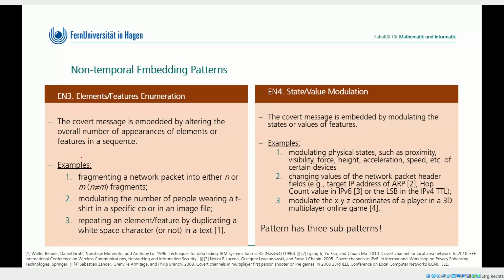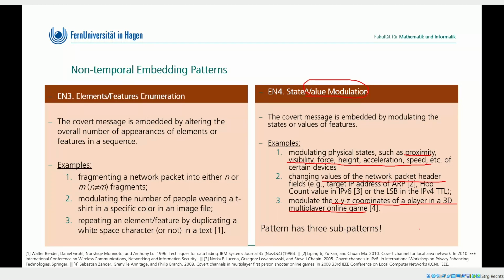And then there's state value modulation. Of course, this was the original value modulation pattern that we modified here, because state can also be a state of a cyberphysical system, like the temperature level of a heater, or heating level of a heater, or the temperature that is measured by a sensor, things like that. So we could modulate cyberphysical states such as proximity, visibility, force, height, acceleration, and so on, or changing values of network packet headers that you already know, or the XYZ coordinates of a player in a 3D multiplayer online game. The pattern has 3 subpatterns.